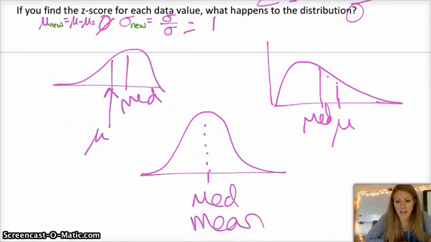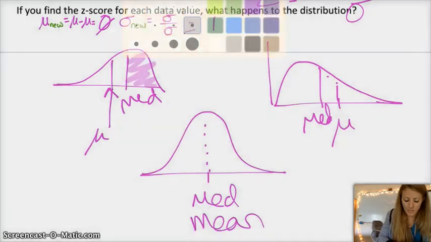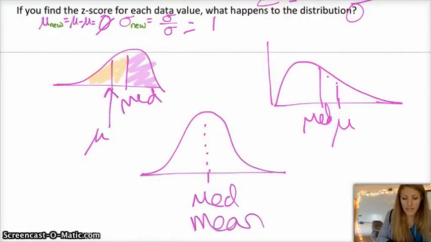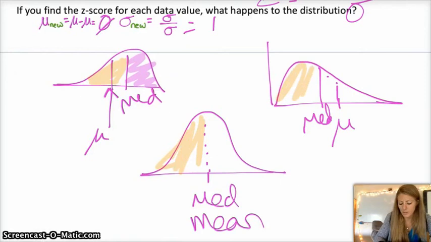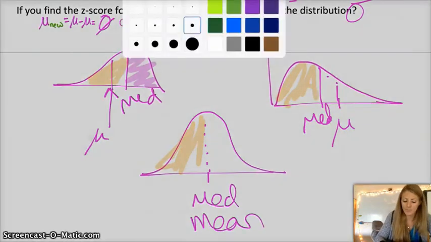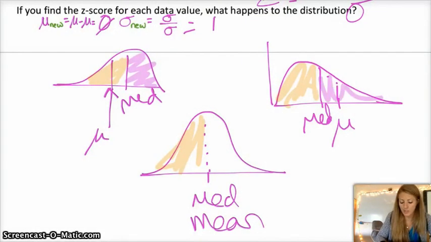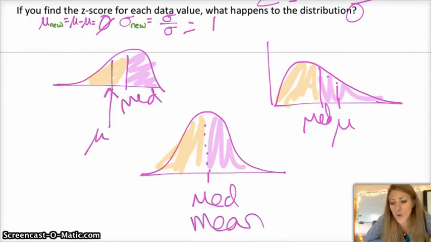The median is the halfway point, which means that you have 50% of the data above the median and 50% below the median. Both of those areas should be 50% or 0.5. And same thing with these other 2 distributions. Okay, so that's our long story short, and hope you got it.